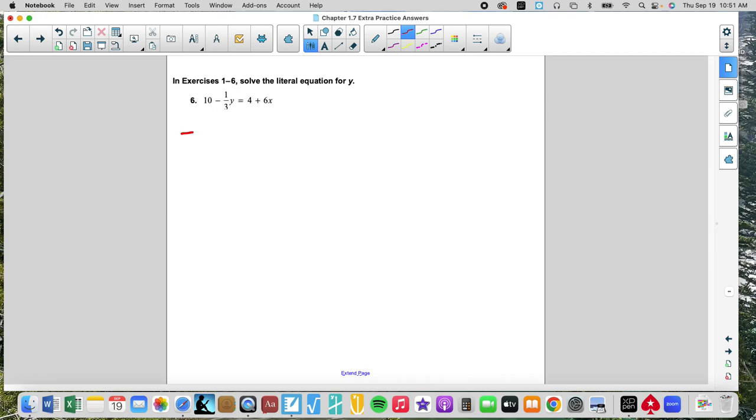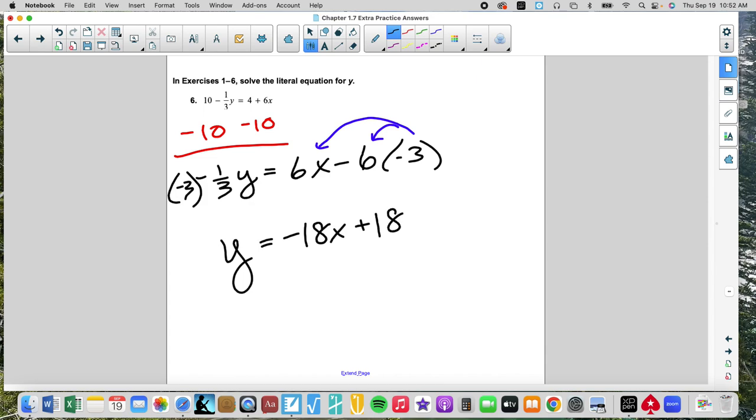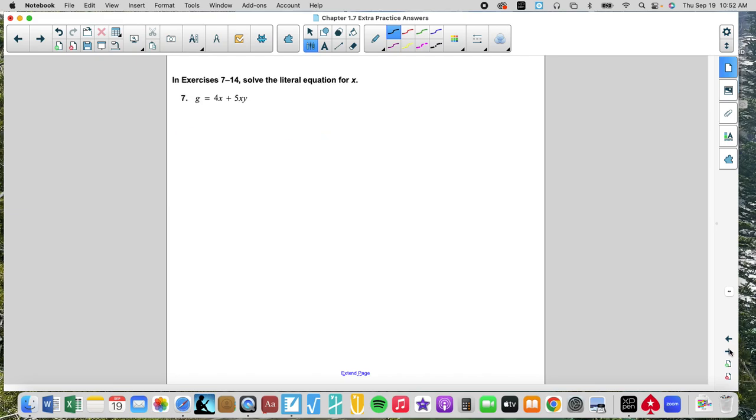Let's subtract 10x. Or not 10x, let's subtract 10, hello. Negative 1/3 y equals, I'm going to write 6x minus 6 because I want it to be in standard form. Minus 10 is negative 6. And then I, again, am going to multiply by the reciprocal. That leaves me with y. I'm going to distribute that negative 3 multiplying to both of those terms, and that's going to give me negative 18x plus 18. And that'll give me my final answer.